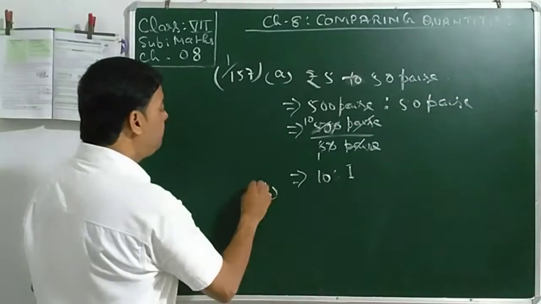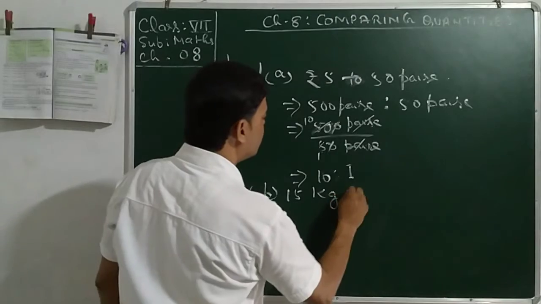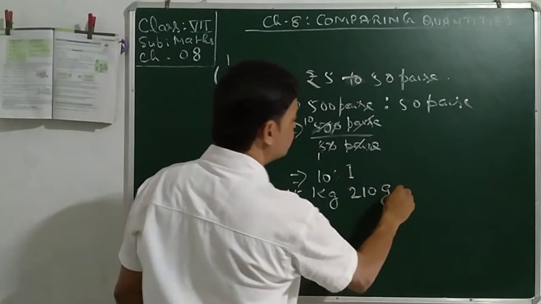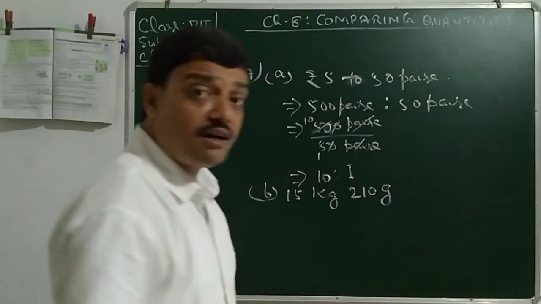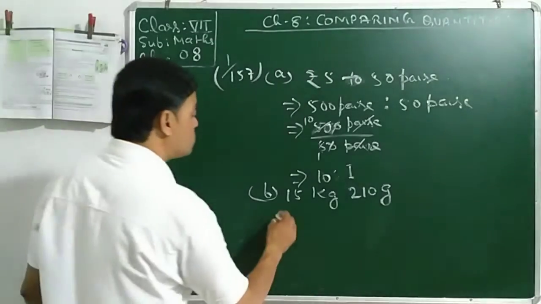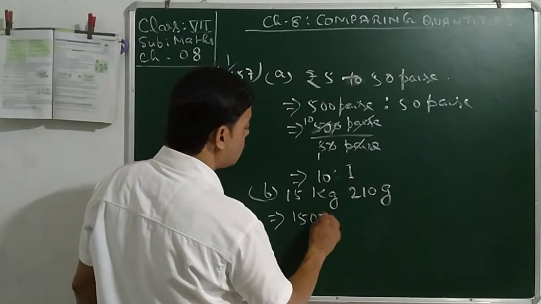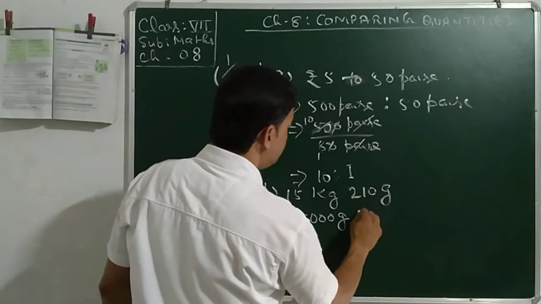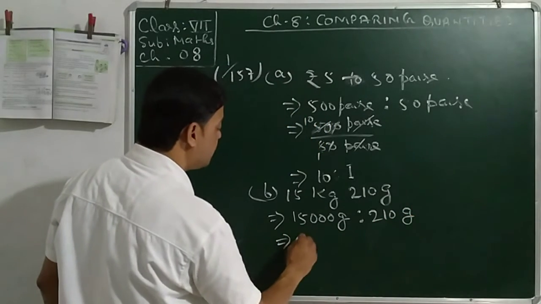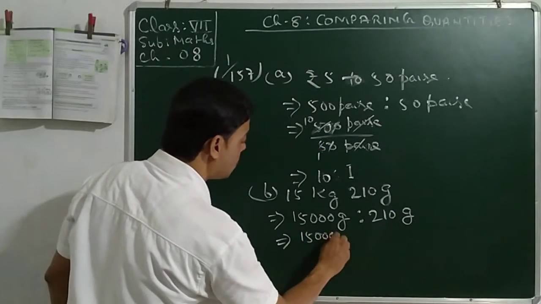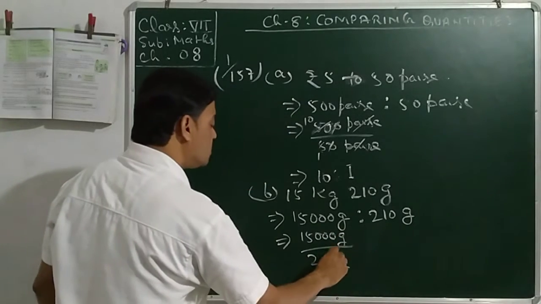B number. 15 kg to 210 gram. See, the 15 kg can be converted easily into grams. So we can write it as 15,000 gram is to 210 gram. That can be written as 15,000 gram by 210 gram.